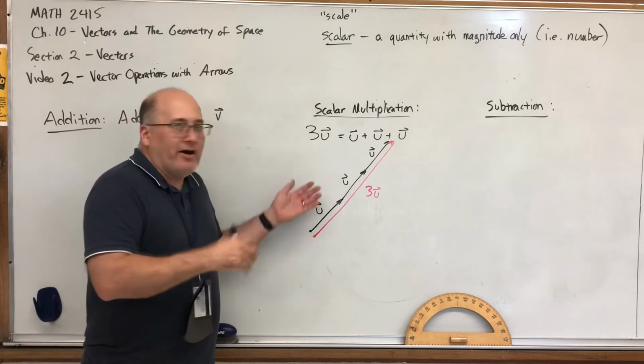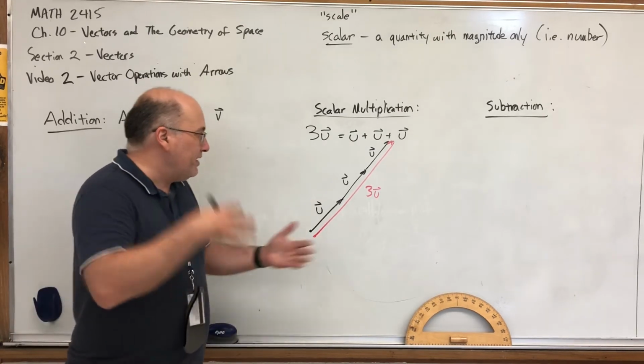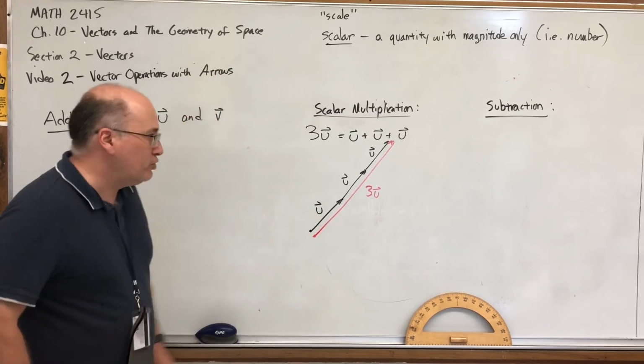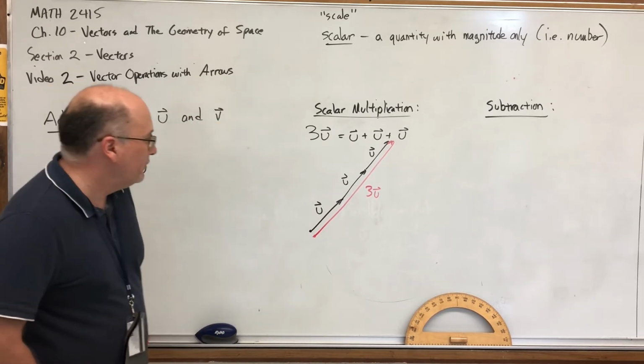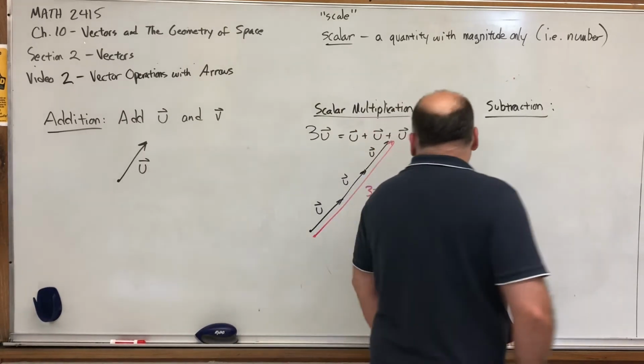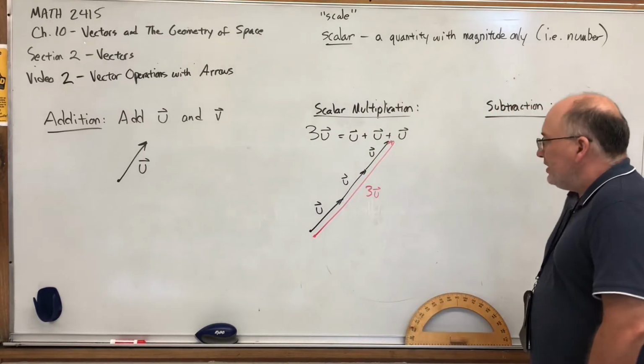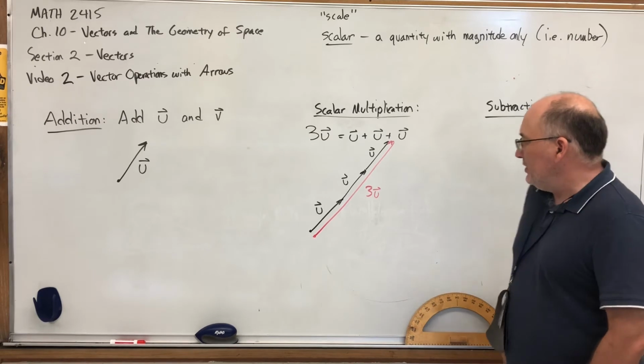Think of zooming in and out like with the camera. When you zoom in, it makes it look larger. When you zoom out, it makes it look smaller. You're adjusting the scale via the scalar. Scalar multiplication really isn't that hard to visualize. When it comes to fractions and decimals, you just have to be a little bit careful.